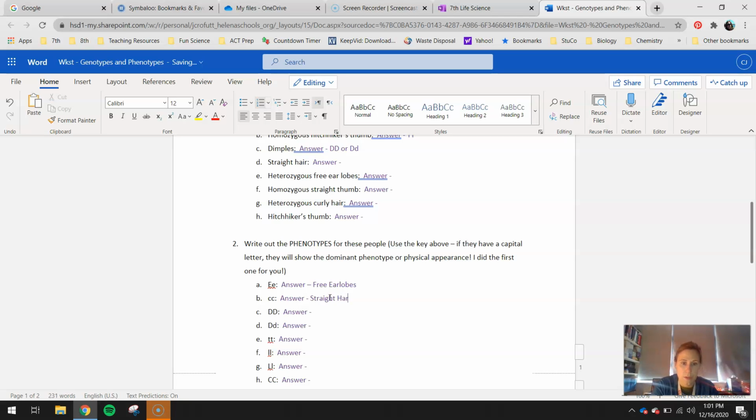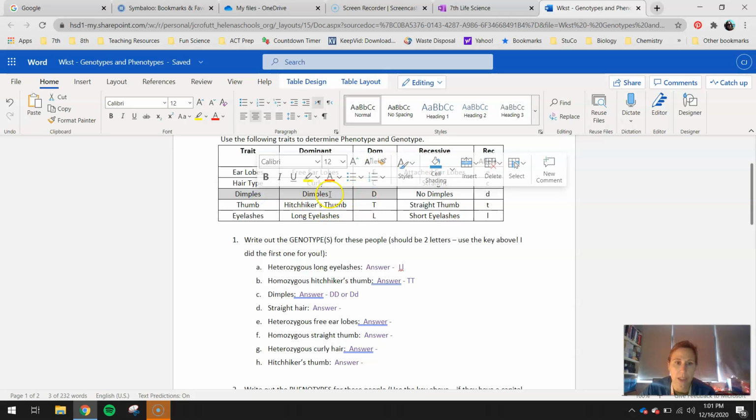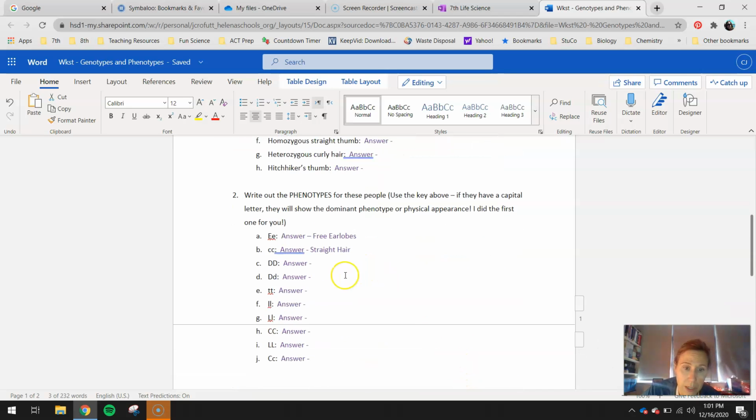There we go. All right, and then one more example for you guys, capital D, capital D. If we look at this, we've got dimples as our trait because you have, again, 1 dominant trait for dimples from 1 parent and another dominant trait for dimples from the other parent. That child will most definitely have dimples. Okay, so we'll go ahead and say dimples.